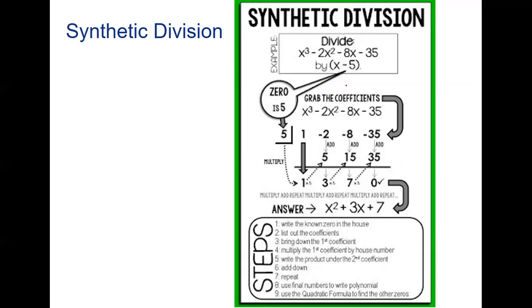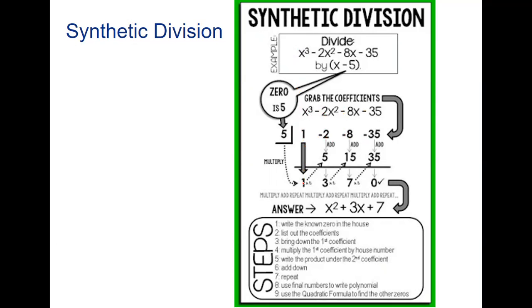The first thing you do is you find the 0. And what would the 0 be here? 5. After you find the 0, you then are going to write out the coefficients of the polynomial. So my coefficients are 1, -2, -8, and -35. Agreed?